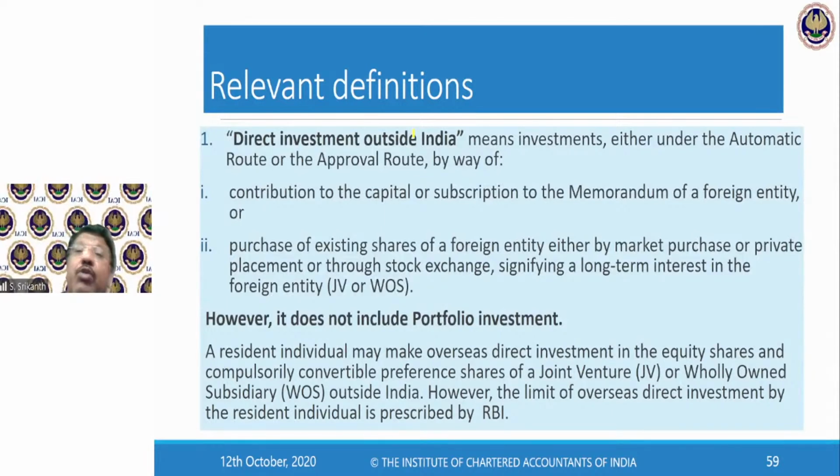Now, what you can do is contribute to the capital or purchase the existing shares of a foreign entity by buying it in the marketplace, which is what Tata did for JLR. So they bought the existing shares. Zain was a Kuwait-based company whose African operations were acquired by Bharti Airtel, again by sale of stock. But remember, this is called direct investment. It does not include portfolio investment.